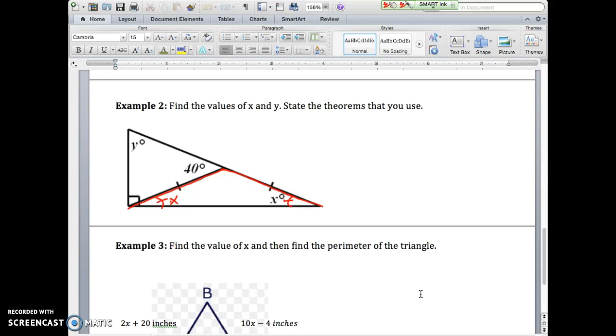Now, right now, the only piece of information I have is this 40. And I might not know right away, but I'm going to use the linear pair postulate to say that this is 140 degrees. So I use LPP, linear pair postulate.